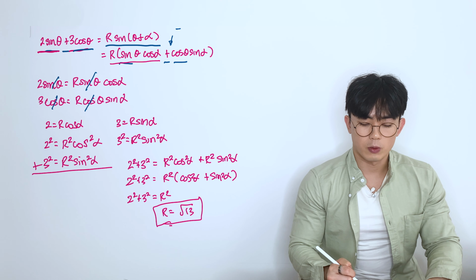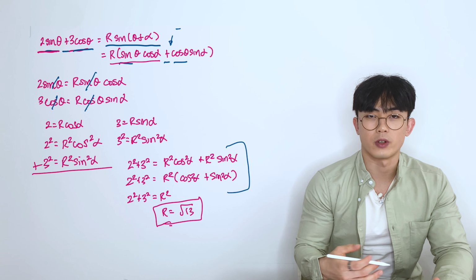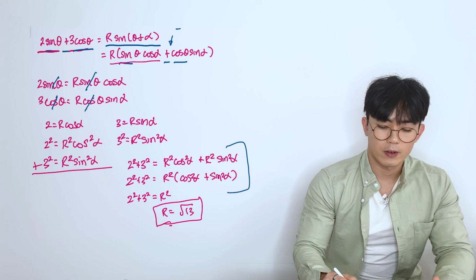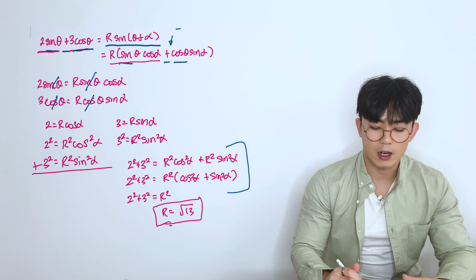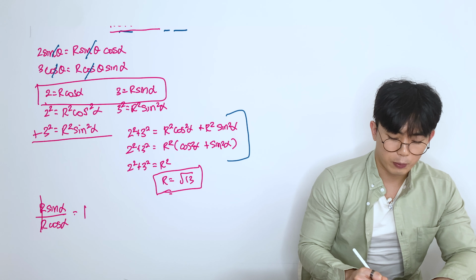That's how you find the r value. In fact, when we're doing the questions, we don't actually have to show this part here. This is just a proof of how we get the r value. Secondly, to get an alpha value, once again we look at these two initial equations here. What I'm going to do now is divide. So I have r sine alpha divided by r cos alpha. These will cancel out and leave me with tan alpha, right?